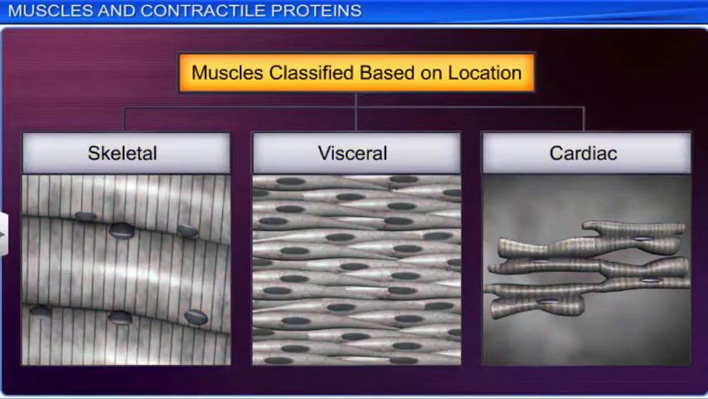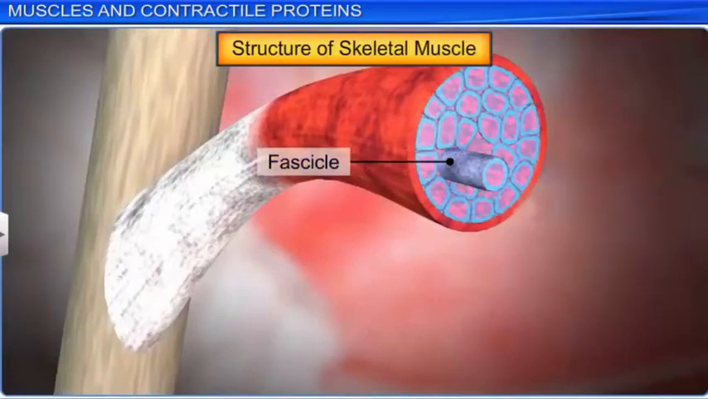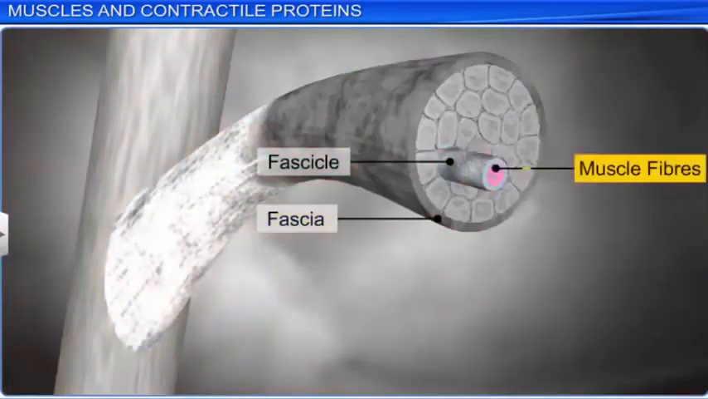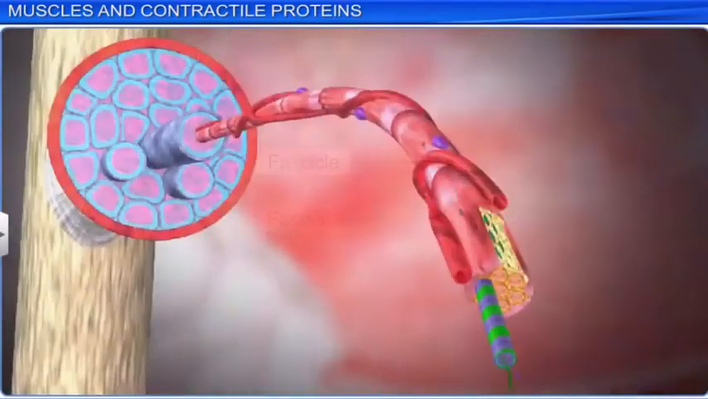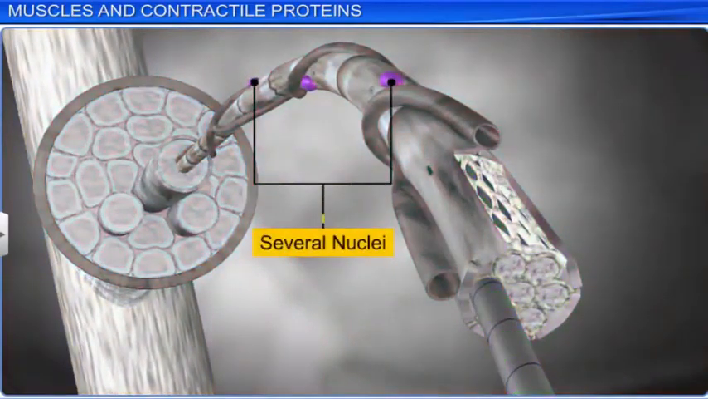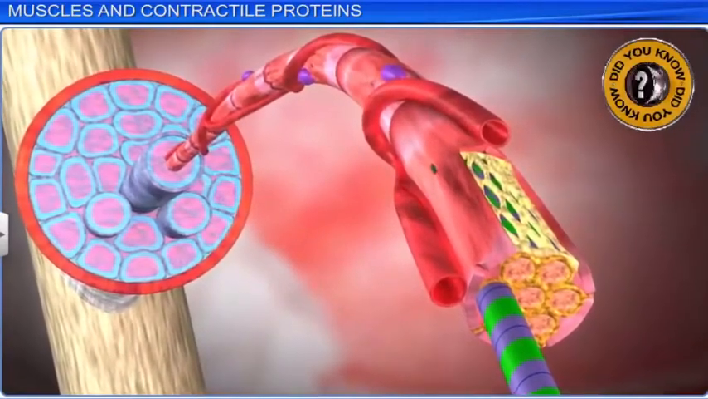Let's take a look at the structure of a skeletal muscle. Each skeletal muscle consists of many muscle bundles called fascicles that are held together by a collagenous connective tissue layer called fascia. Each muscle bundle consists of many muscle fibers, where each fiber exhibits a syncytium condition, which means the sarcoplasm contains several nuclei.